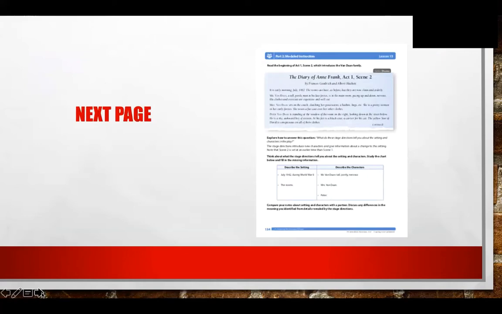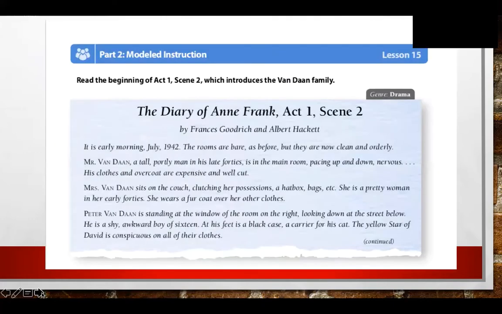Okay, on the next page, your next page should look like this. And again, I'm going to break it down part by part. Okay, read the beginning of Act 1, Scene 2, which introduces the Van Daan family.